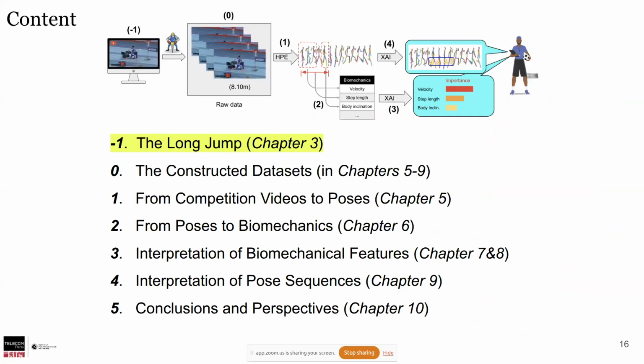Now we are going to introduce the details of the work we have done. First, we have the overview at the top. We will start with an introduction of the long jump and then describe briefly the constructed data set. Then we have 4 main contribution parts, including the 5 very important ideas we studied previously.